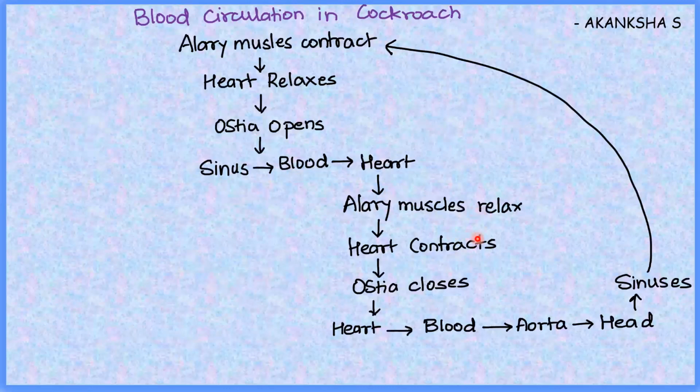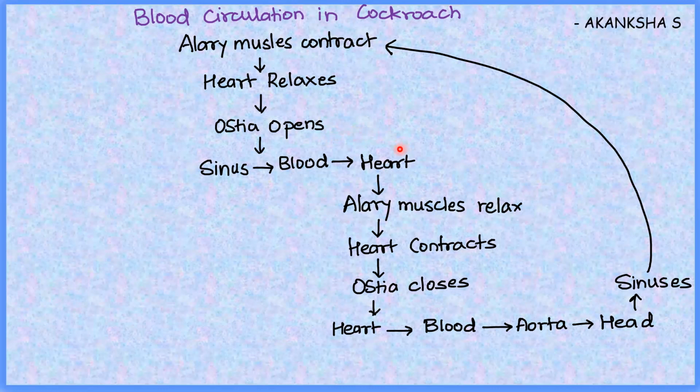Alary muscles now are going to relax. So that causes the heart to contract. Ostia closes down. So now there is only one way for the blood to go. It goes from the chambers of the heart to the dorsal aorta to the head and finally is pumped back into the sinus. This is how the blood circulation keeps on moving.